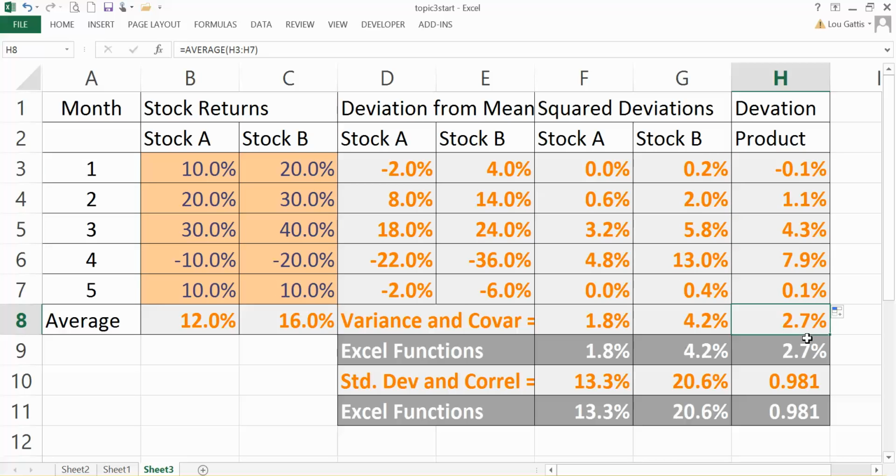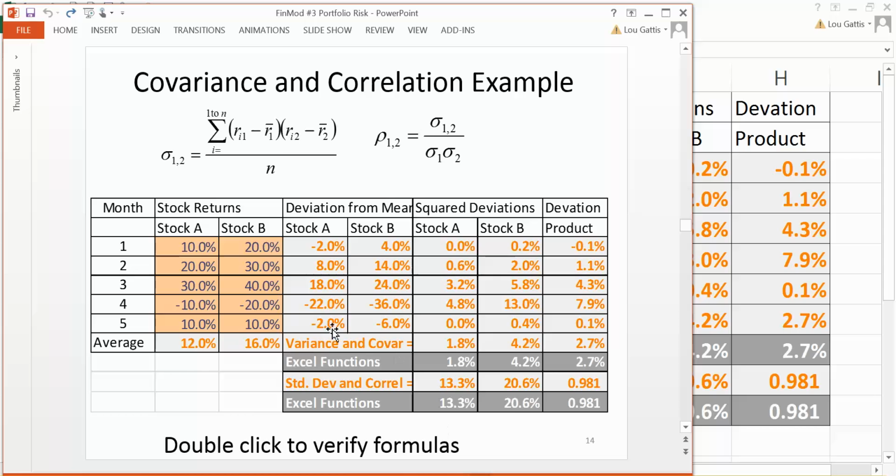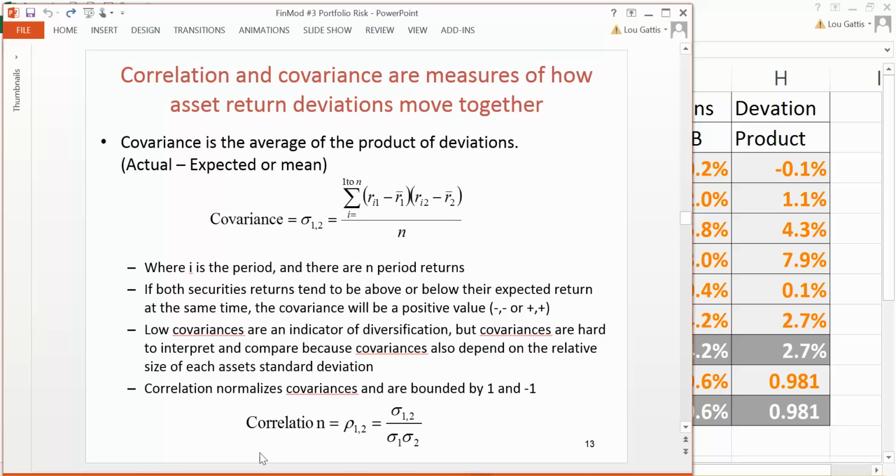Now this number of covariance, 2.7%, it's hard to interpret. I don't know, okay, they tend to move together, but is that a strong measurement? Well, we use one other measure to talk about how strong the relationship is, and that measurement is correlation. Correlation is the covariance between the two assets divided by the product of the two standard deviations, and that number is bounded by 1 and negative 1.